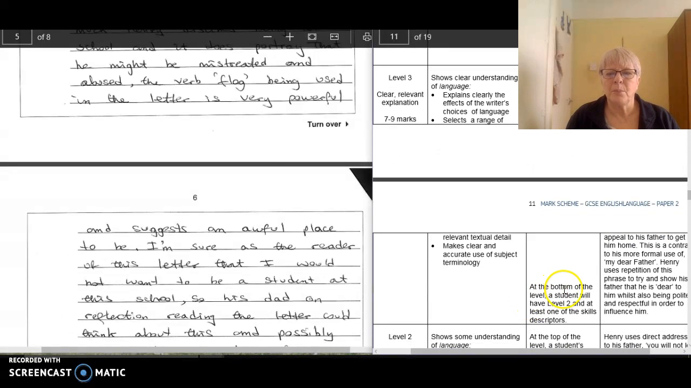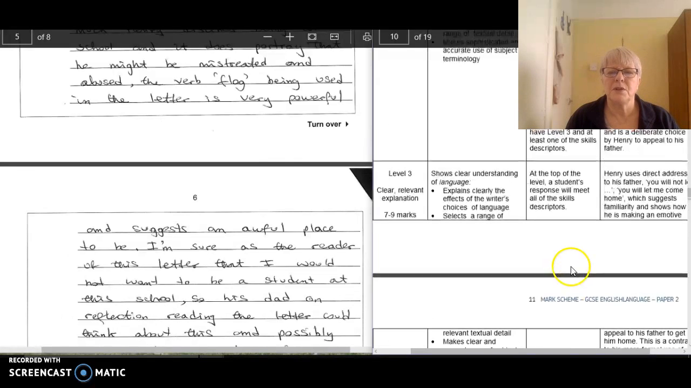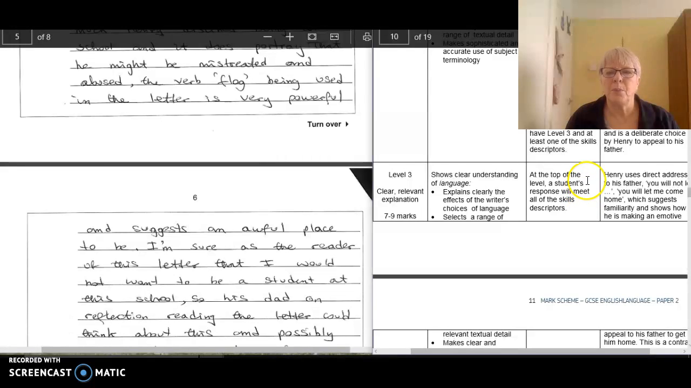So if we see here at the bottom of the level, a student will have a level 2 and at least one of the skills descriptors. Whereas it says here at the top of the level, a student's response will meet all of the skills descriptors. So I think we are in band 3 because you've met all of the criteria for the level 2. But because we've not done that one, I think we're at the bottom end of the level 3. So I think that gives us 7 out of the 12, which is a good score, so well done.